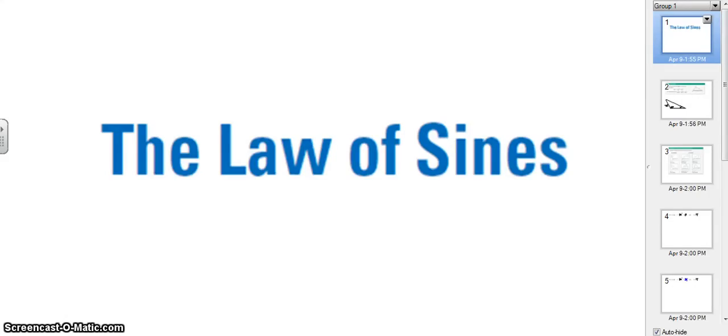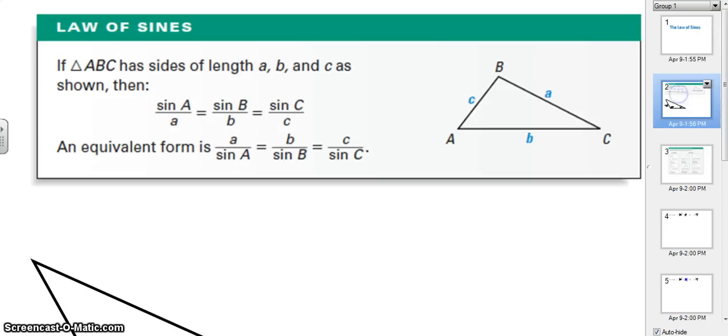Hi, now we're going to do some solving triangles by using the law of sines. The law of sines is, if triangle ABC has sides of length A, B, and C as shown, then the sine of A over A is equal to the sine of B over B, which is also equal to the sine of C over C.